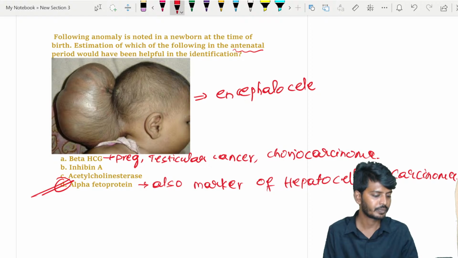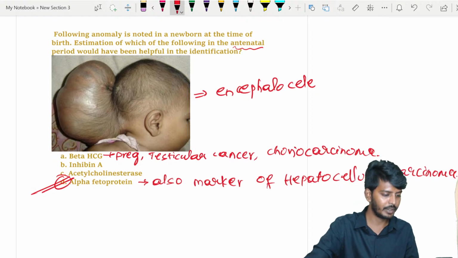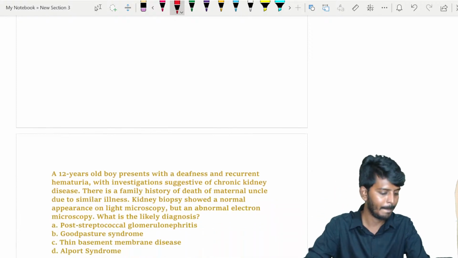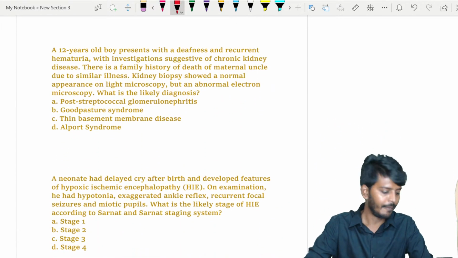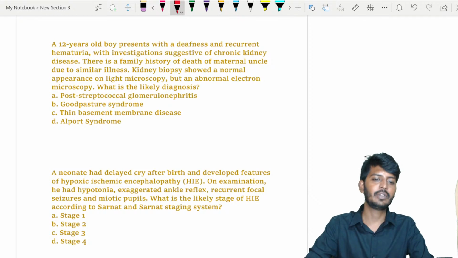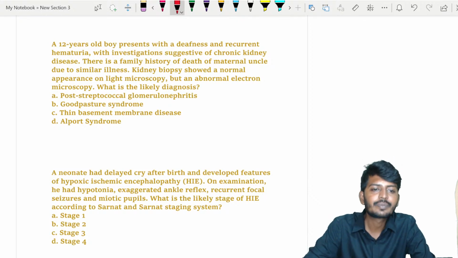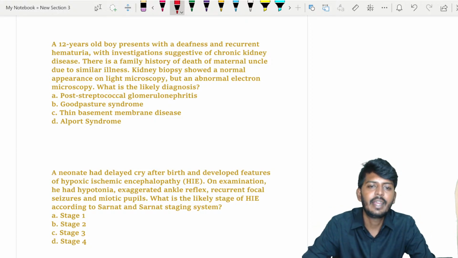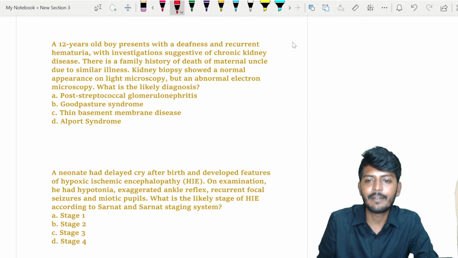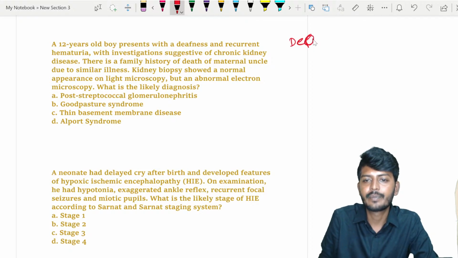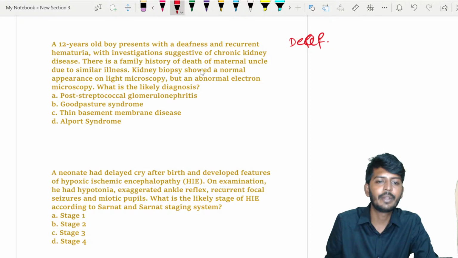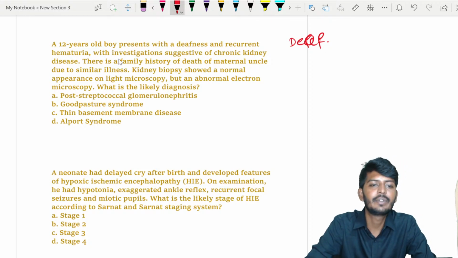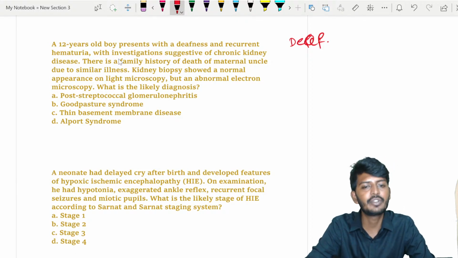All right. So once we understood this question, let's go to the next one. Very good, you're absolutely correct. HCC, hepatocellular carcinoma. Now, a 12-year-old boy presents with deafness and recurrent hematuria. He's deaf, and hematuria is there with investigations suggestive of chronic kidney disease. There is a family history of death of a maternal uncle due to similar illness, meaning genetic exposure is possible.